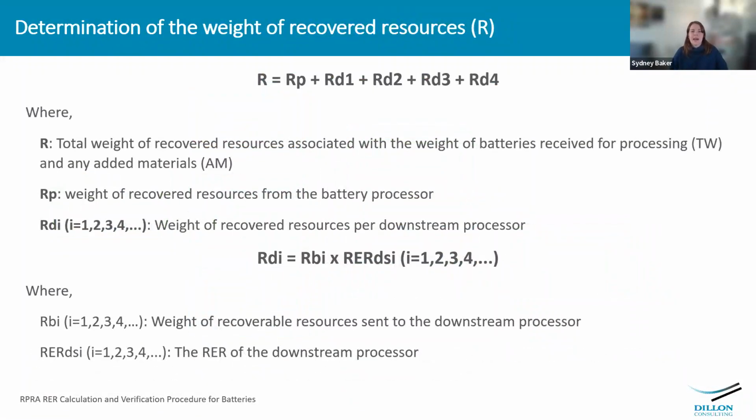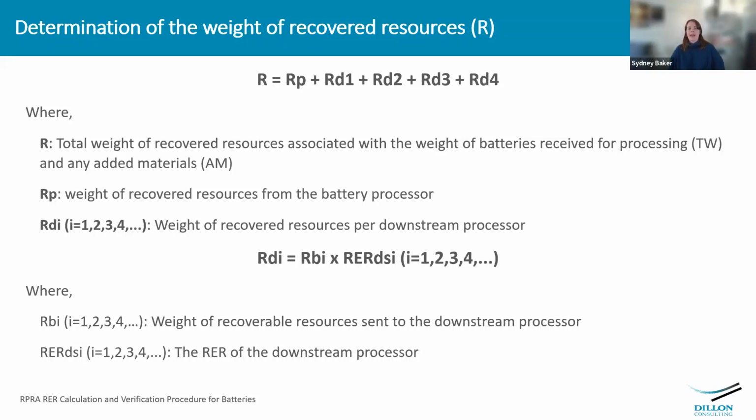So here, these are the actual formulas for determining the recovered resources. As shown in the first formula, the total weight of recovered resources is going to be the weight of recovered resources from the battery processor, as well as the weight of recovered resources from the downstream processors. And when we're determining that downstream processor's weight of recovered resources, we're going to use the weight of recovered resources sent to that processor specifically, and that processor's specific downstream RER.